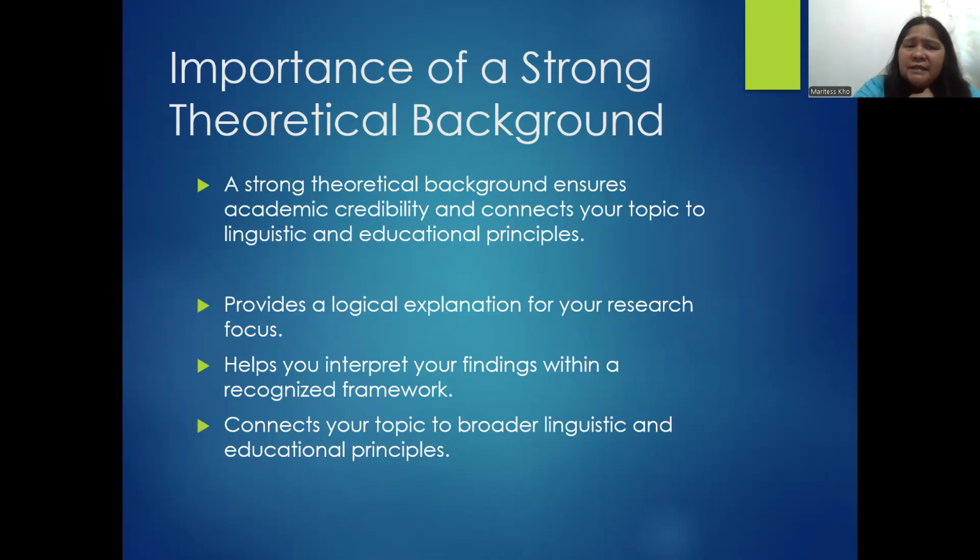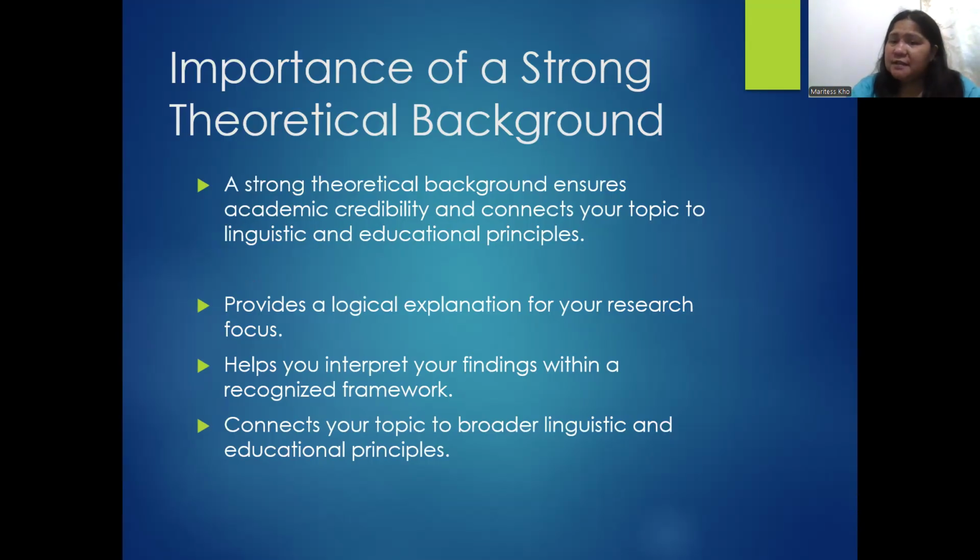Because it provides a clear theoretical explanation for how emotion affects language performance. Okay? Next is that it helps you interpret your findings within a recognized framework. So, a theory gives you a lens through which you're going to analyze your results. It also helps you make sense of your findings and compare them with other studies.